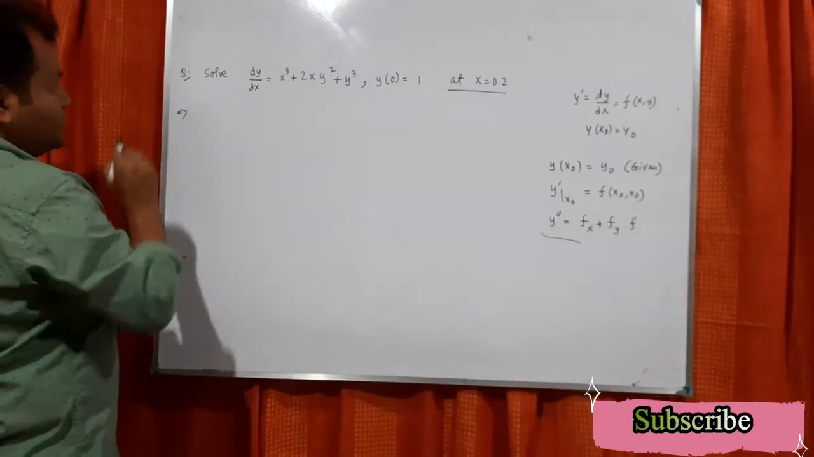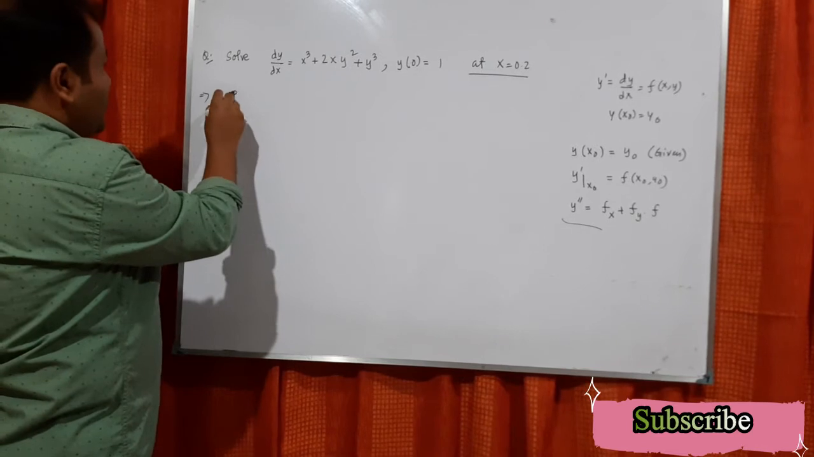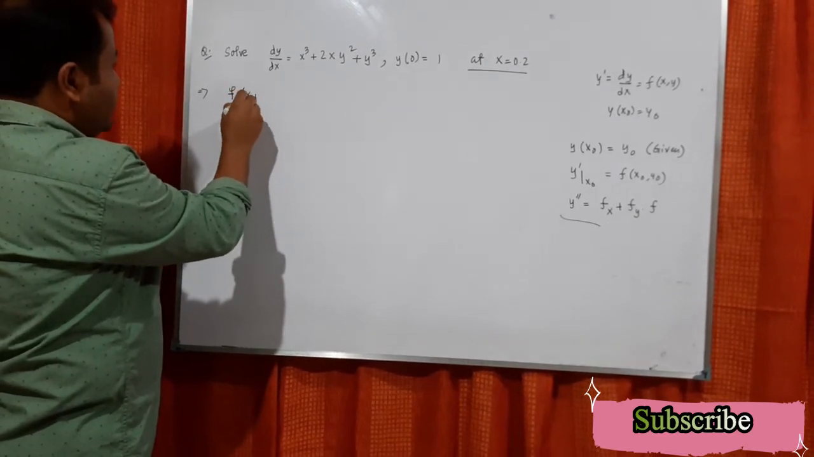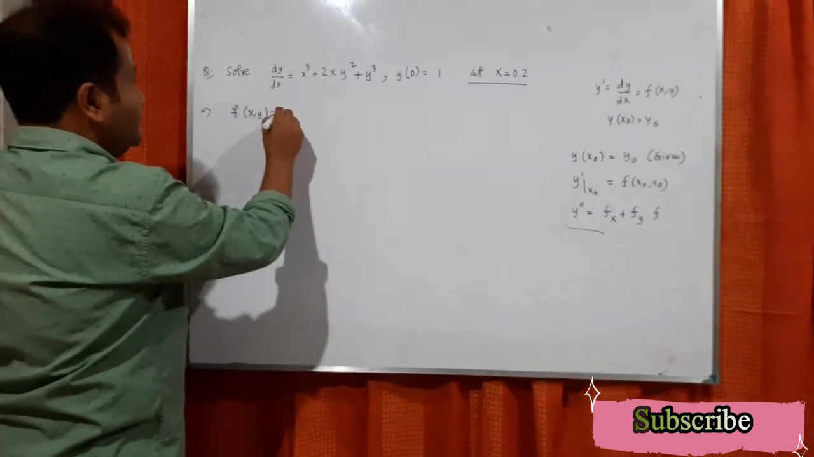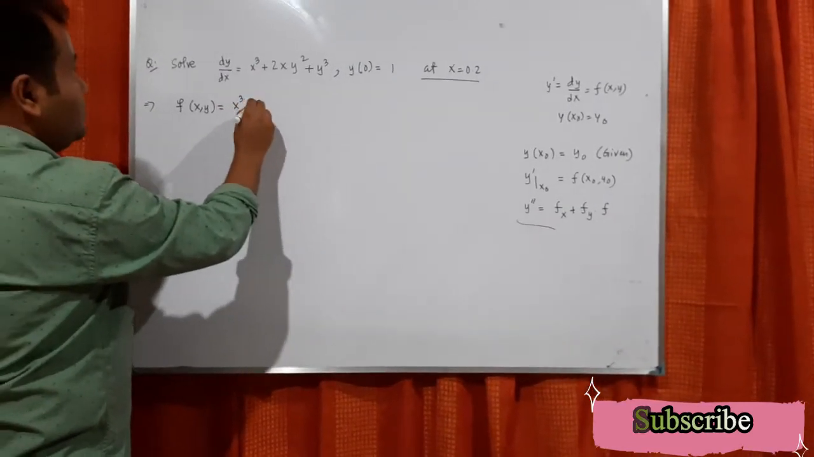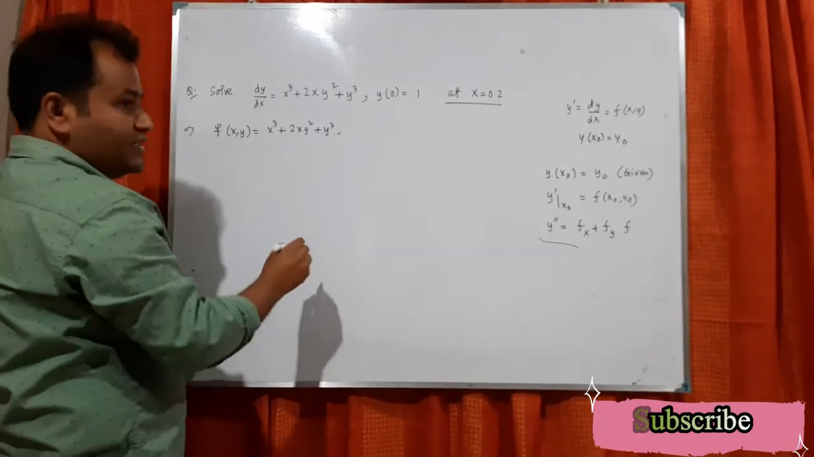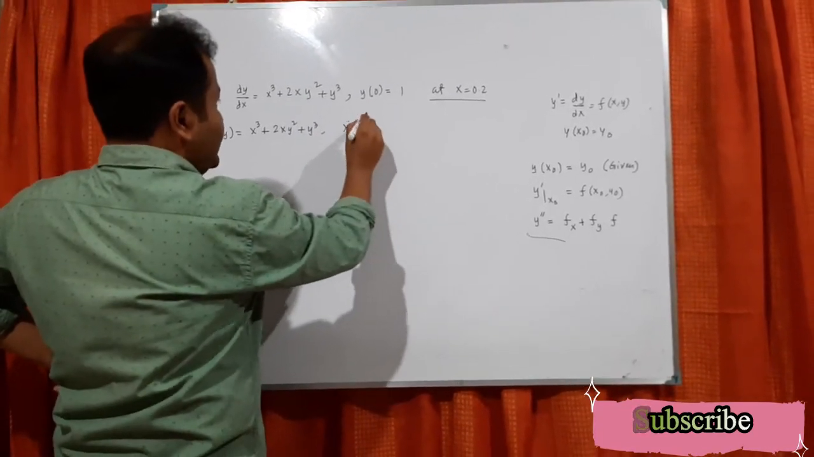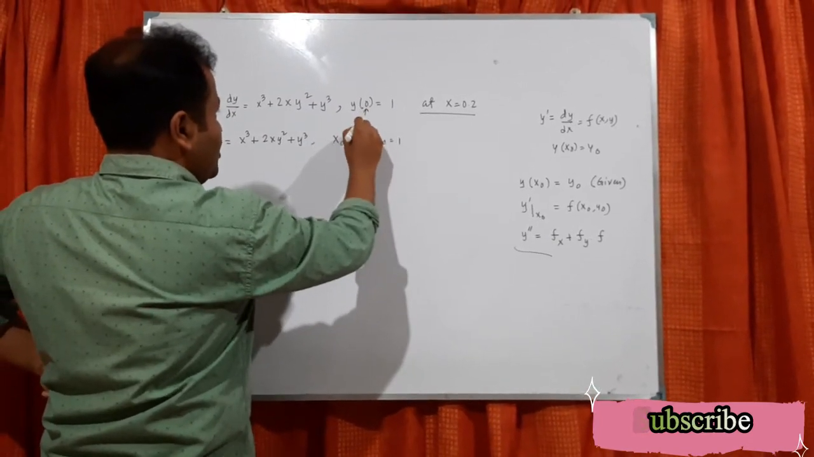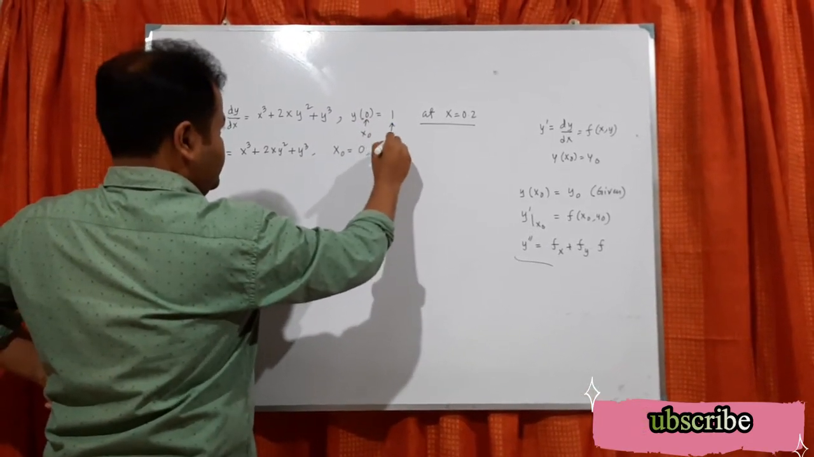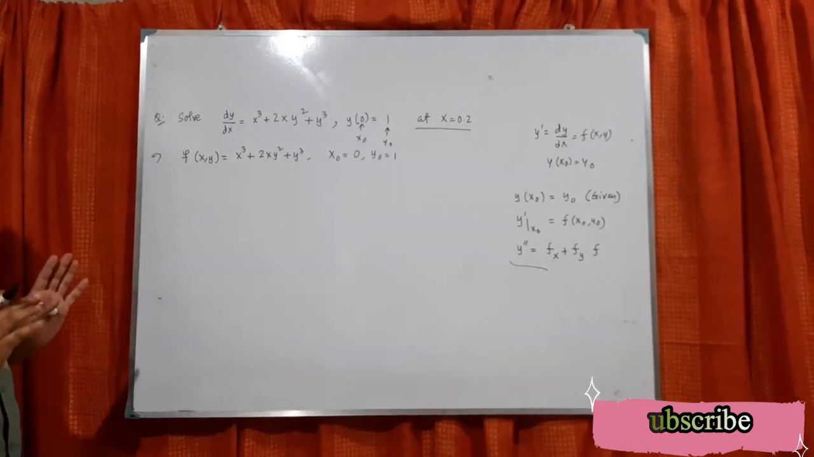So if I want to solve this one, first of all we have to understand what are the things given. So what is f of x, y? dy dx equals f. So f means this one, x cube plus 2xy square plus y cube. What is x naught? x naught is 0 and y naught is 1. So this is x naught and this is y naught. These things you have to understand in the beginning of the problem.